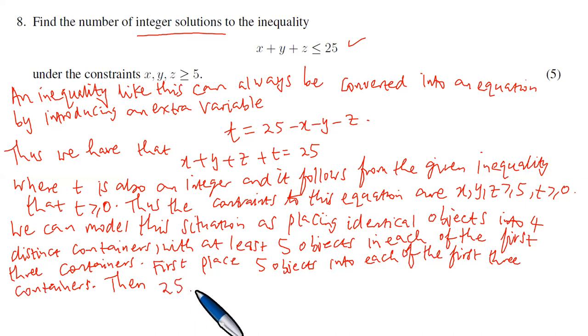Then we have 25 minus 5 times 3, because we can put five objects in the first container, second container, and the third container. In other words, from a total of 25 we subtract five times three, because there are three containers with at least five objects in each. So 25 minus 5 times 3, which is 15, and the result is 10 objects.